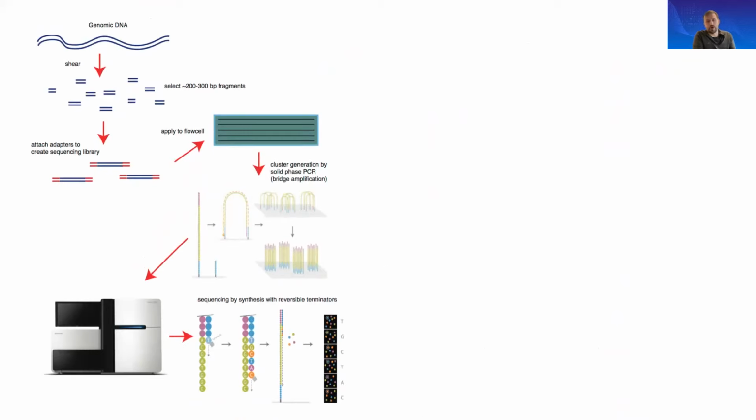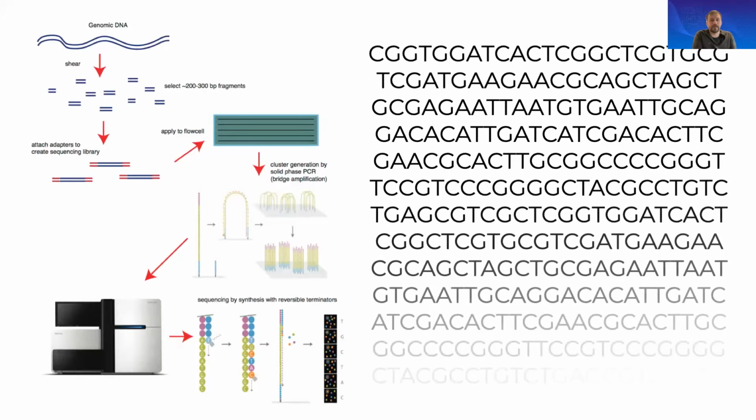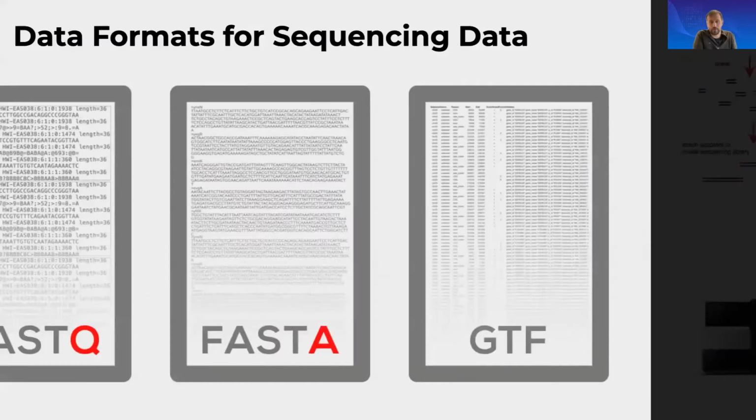Then those pieces are put into a library. There are adapters that are attached to those reads, and then it's put into a flow cell. Within the flow cell, there's a process called bridge PCR amplification. And so then all of this genomic material is fed into the sequencer, and the sequencer is actually trying to determine for each position of that read, what is that nucleotide? So as a result, you have this digital output, and that digital output is stored in several different file formats.